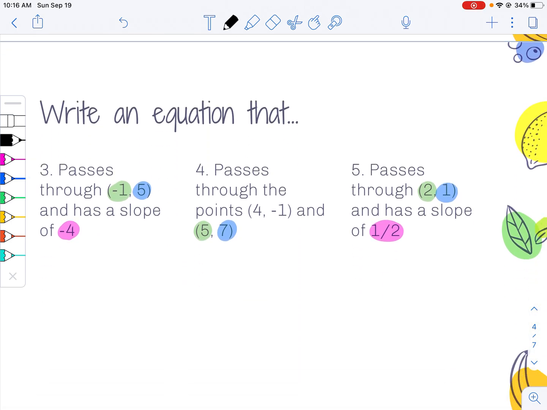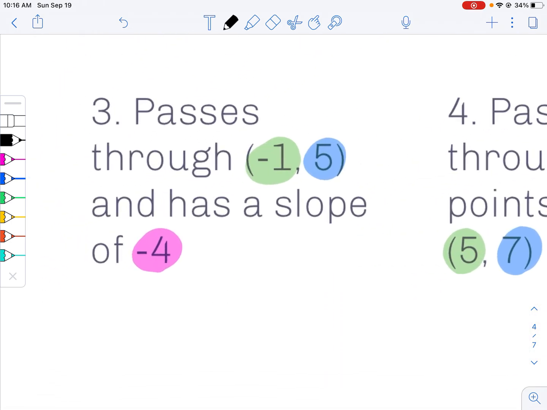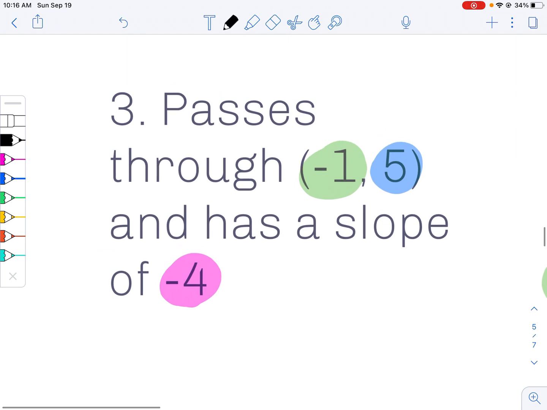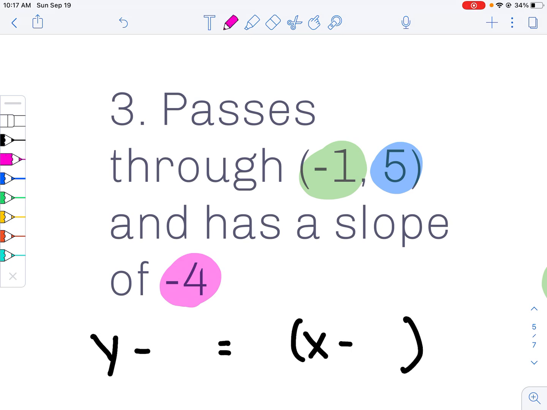All right, now we're going to practice writing equations, which gets a little more into the nitty-gritty. So in this one, I'm asked to write an equation that passes through the point -1, 5, and has a slope of -4. So I'm going to do this in point slope form. My slope -4 goes out front. My x value goes in the parentheses, and my y value goes with my y.